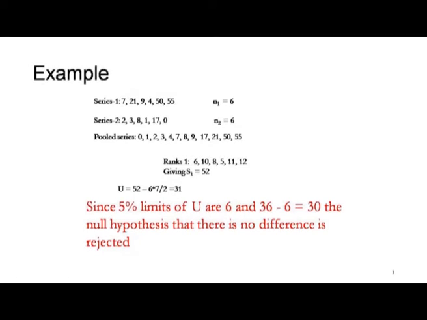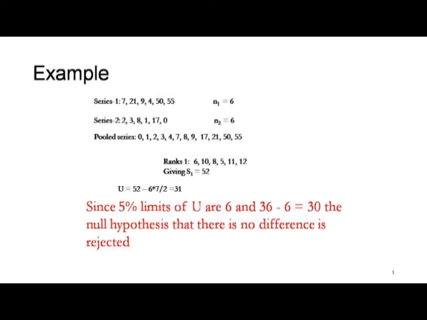Now, let us take an example. There are two series, series 1 and series 2, which show data from samples of size 6 in each case, and let the measures be 7, 21, 9, 4, 50 and 55 in series 1, and 2, 3, 8, 1, 17 and 0 in series 2.